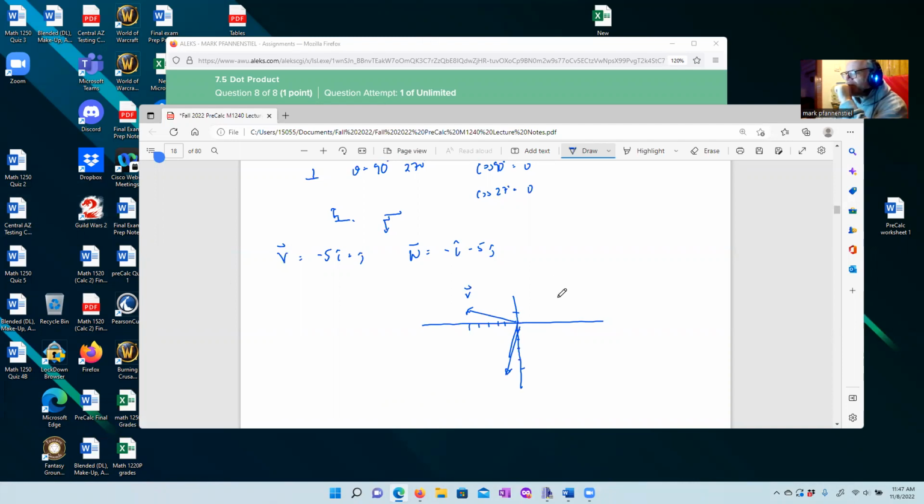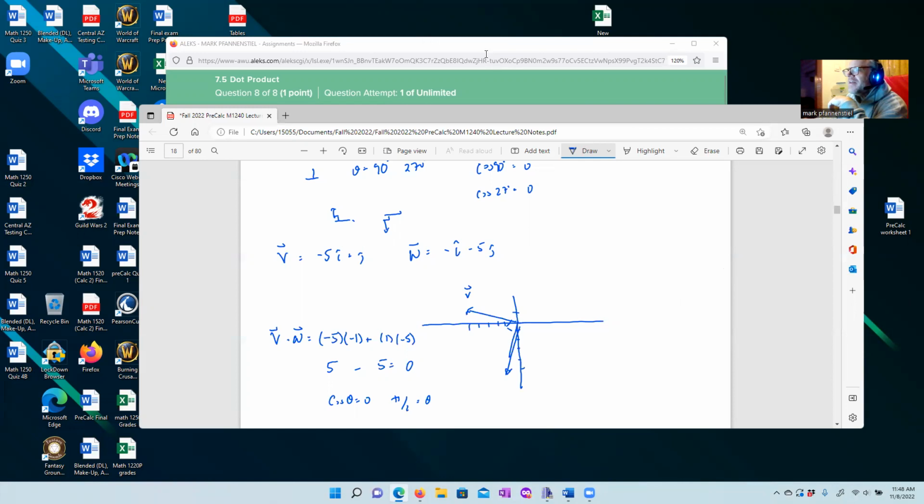Let's go ahead and see what V dot W is. V dot W is equal to negative 5 times negative 1 plus 1 times negative 5. So that's 5 minus 5, that's 0. So the cosine of theta equals 0. I know that theta is pi over 2 or 3 pi over 2. So this is indeed a 90-degree angle. Those are orthogonal, and that's all I really have to say about that one.